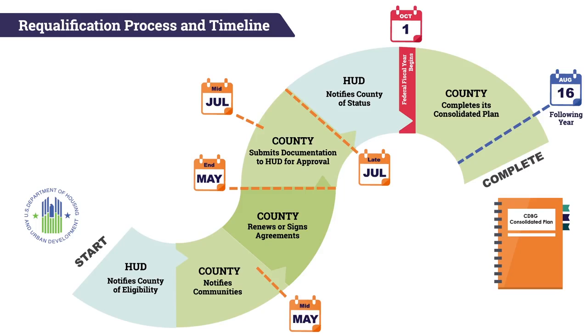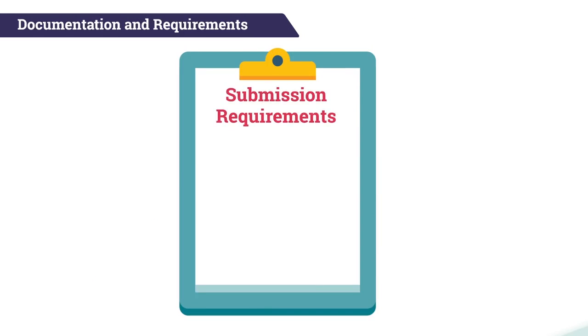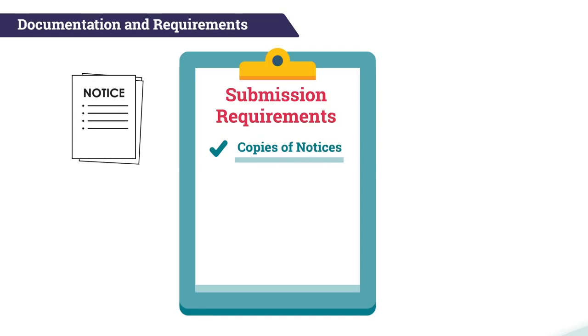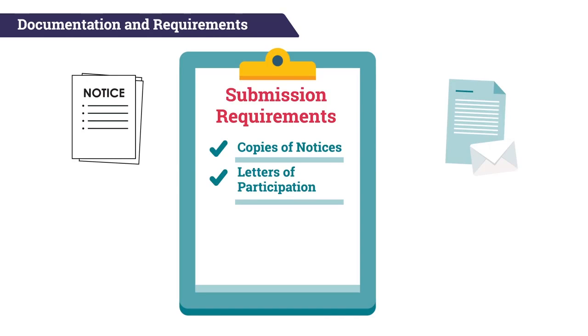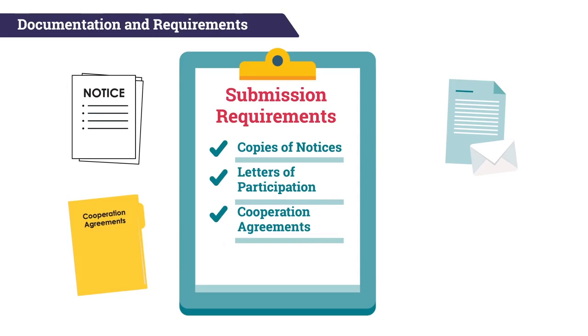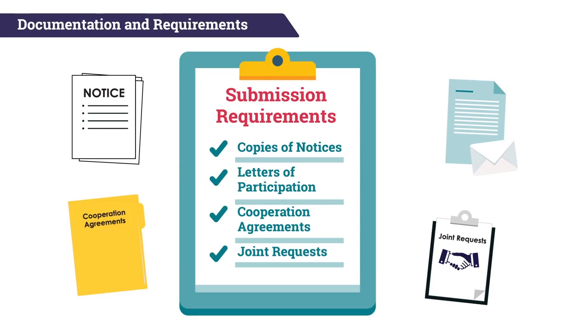Now let's pause for a minute and talk about the documents the county needs to submit to HUD to re-qualify. Along with its application for re-qualification, the county must submit copies of all notices sent to communities, letters from communities indicating whether they'd like to participate in the urban county or not, copies of cooperation agreements or documentation that the agreement is still in effect, and joint requests for the inclusion of a metropolitan city, if applicable.